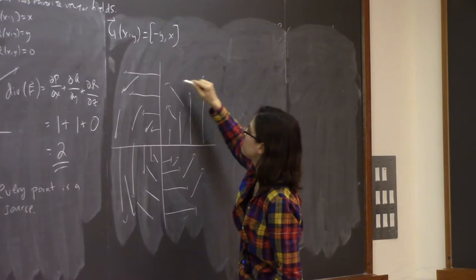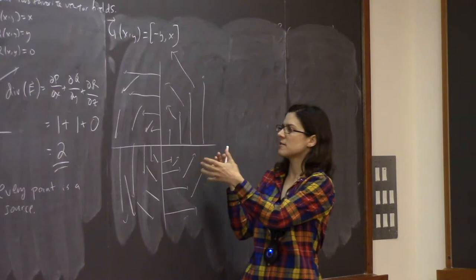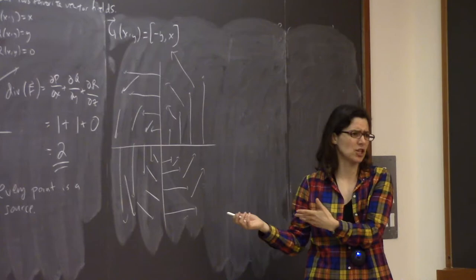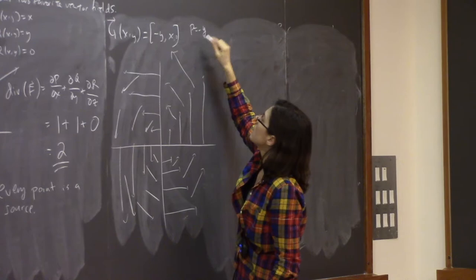Okay, so there's our other favorite vector field where things just rotate. And we would hope that if divergence is a well-defined notion, like a good definition, that it's not going to be as much as over there, because it doesn't look like things are created and destroyed. It just looks like they're moving in a circle. So let's try this. You can think of this as negative y comma x comma 0 if you want. So p is negative y, q is x, and r is 0.